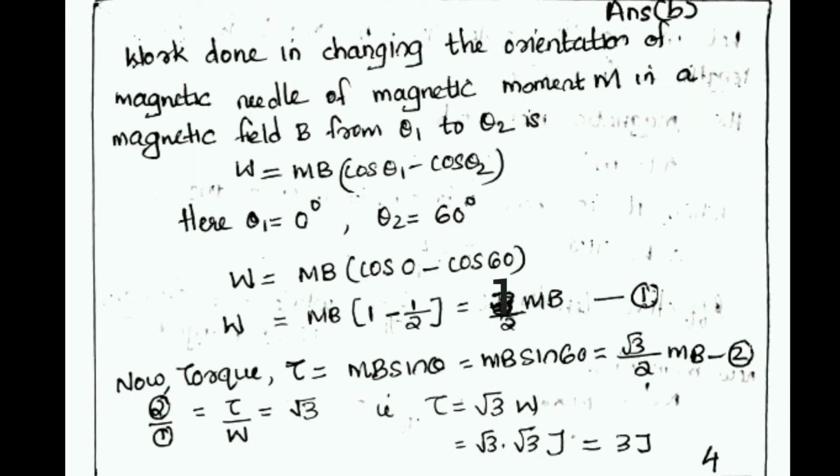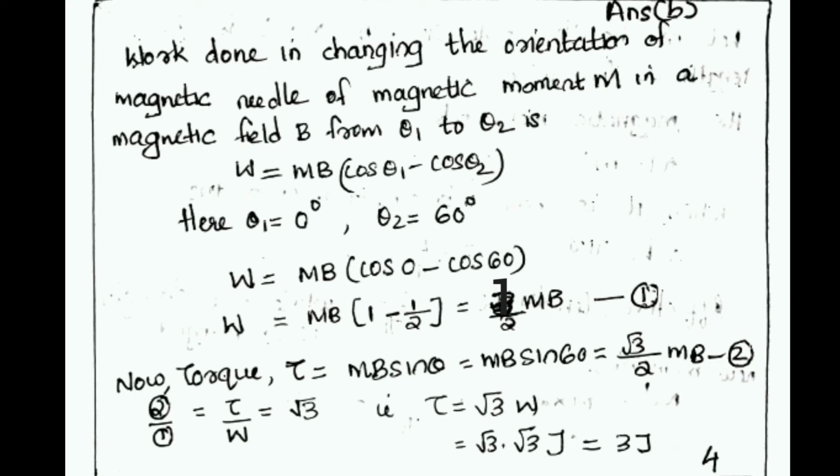So, work done in changing the orientation W is equal to mB (cos theta 1 minus cos theta 2). Because the magnet is suspended parallel, theta 1 is 0 degree. Now it is turned to 60 degree, that is theta 2 equal to 60 degree. Now W equal to mB (cos 0 minus cos 60). Cos 0 is 1 and cos 60 is 1 by 2, where 1 minus 1 by 2 is 1 by 2 mB for work done.